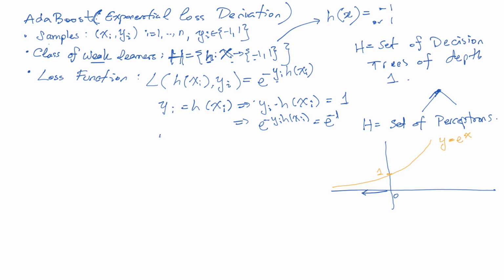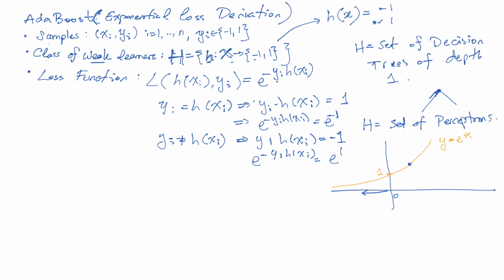Whereas when yi is not equal to h of xi, then they disagree. So either yi is 1 and h of xi is -1, or the other way around. But what happens is that yi times h of xi is now going to be equal to -1. So that means that exponential of negative yi h of xi is going to be e to the power of 1, which is up here. So it's a higher number. So this loss function gives us a higher value for mistakes and a lower value for not mistakes, right? That's basically the idea, and that's what a loss function should do.